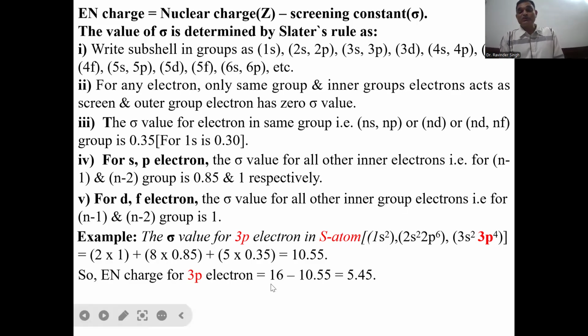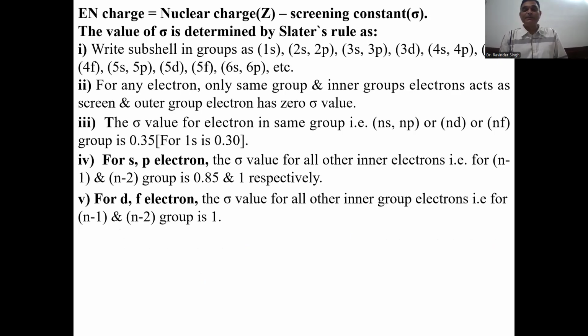So now the actual charge is 16 for the sulfur, because atomic number of sulfur is 16, minus the value of screening constant 10.55. So the answer is 5.45. OK. So that is the effective nuclear charge experienced by the 3p electron.